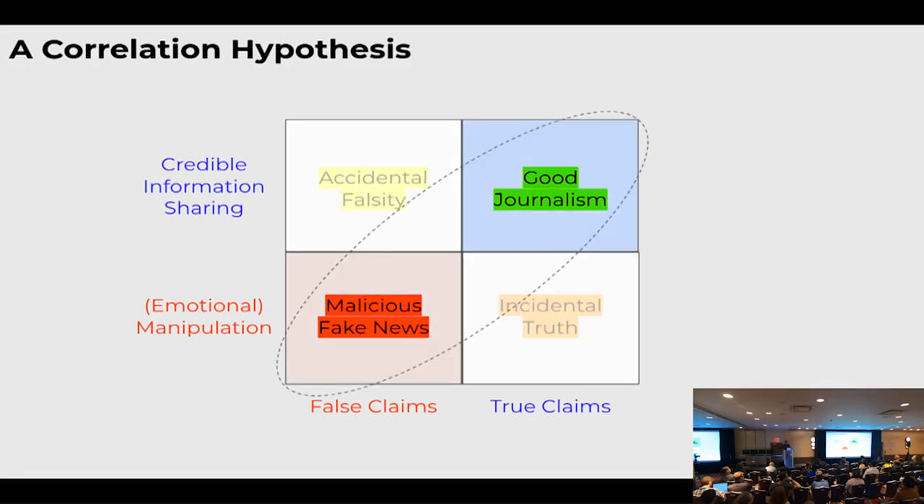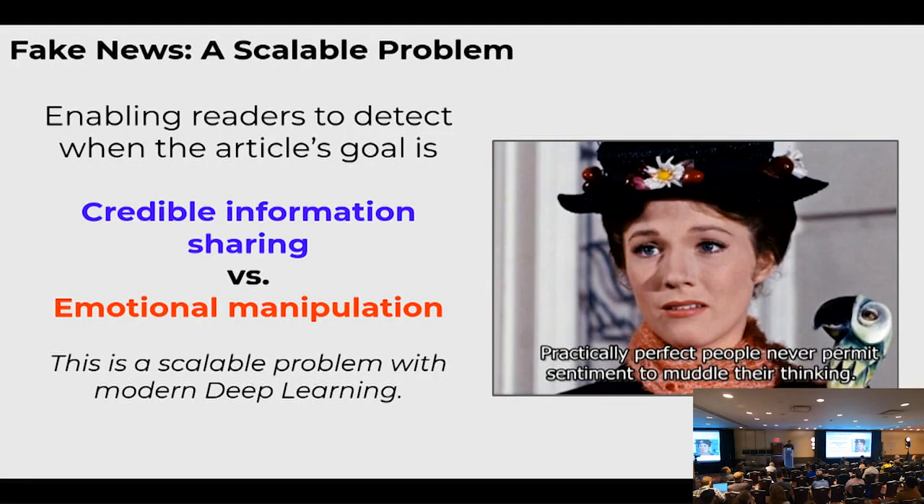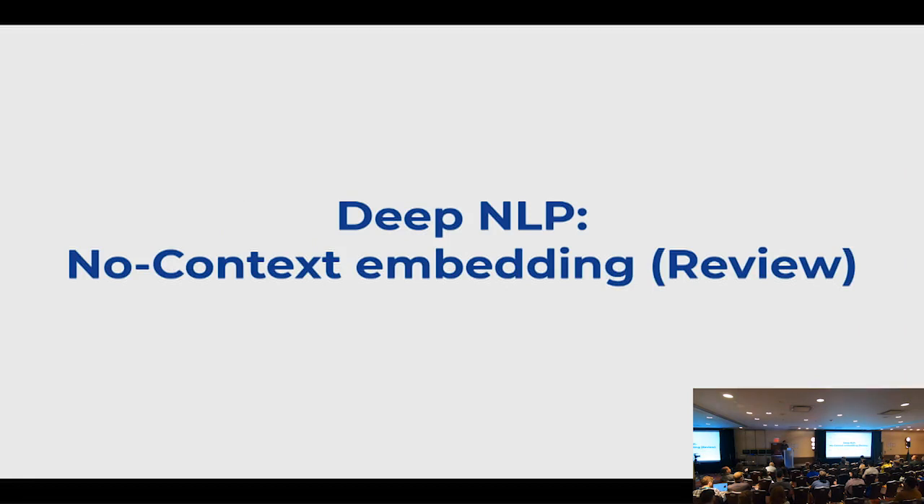And so while you can be in any of these 4 quadrants, one of the hypotheses is that if we can detect on the y-axis, the up-down axis, then we'll be able to detect, because of a correlation, the left-right axis. Now, this is not guaranteed, but the reasoning is that somebody who has the truth on their side doesn't need to distract you with emotional obfuscation. So this is the scalable problem that we are trying to solve with machine learning, with natural language understanding: trying to detect when something looks like credible information sharing versus emotional manipulation. End of the philosophy part of the talk.